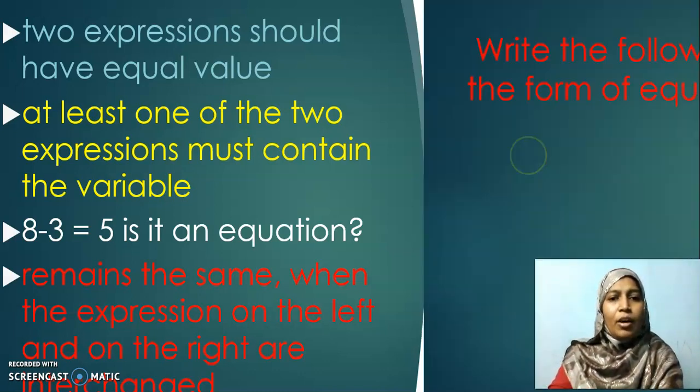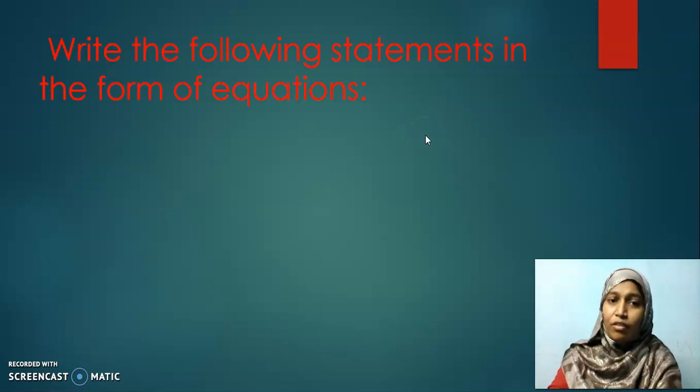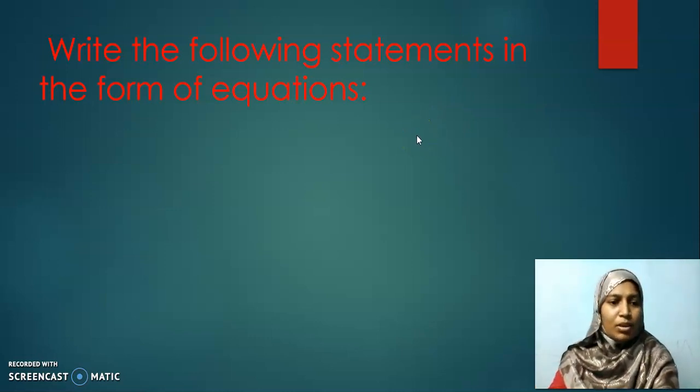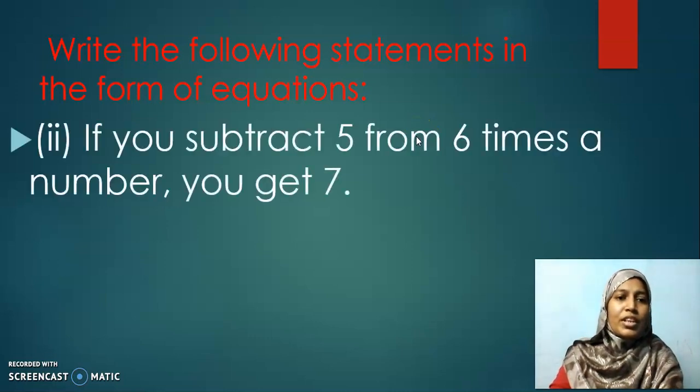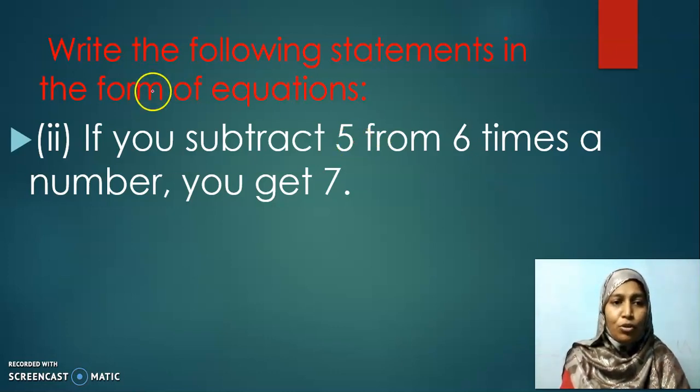Okay, children. Now, write the following statements in the form of an equation. We are going to practice mathematical language. We have to write equations for the given statement. Shall we start now? If you subtract 5 from 6 times a number, you get 7. See here, dear children, whenever you come across questions like this, read the question two to three times. If you subtract, here and there I place symbols.